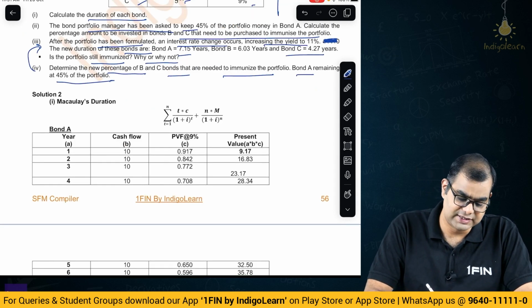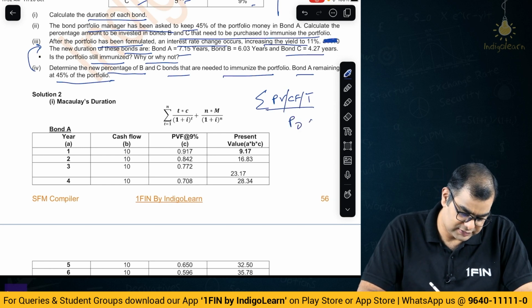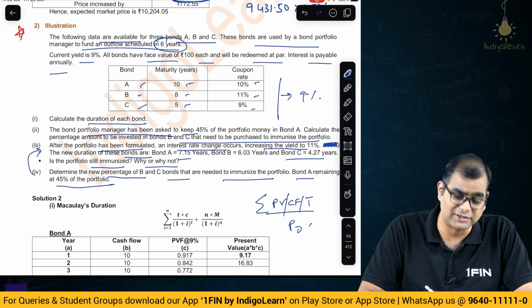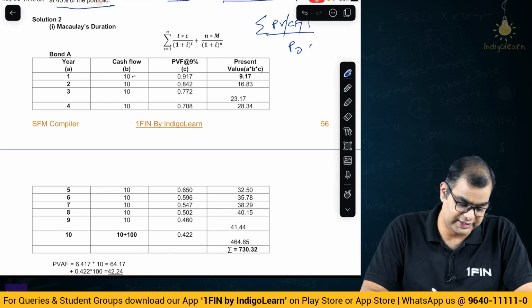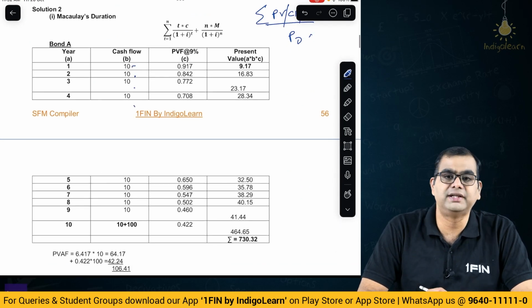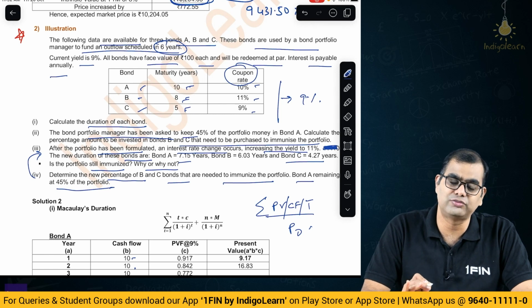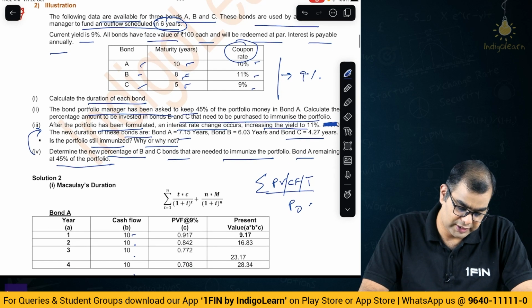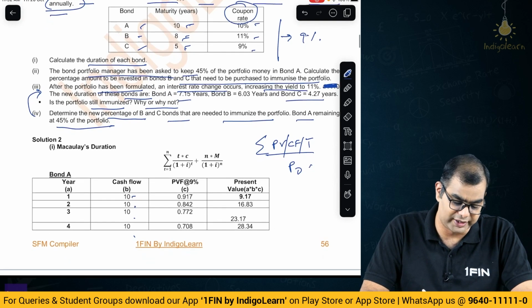So what is duration? Sigma of present value, cash flow and time, all these three things, divided by P0. So bond A, what is it? It's a 10-year bond. Then an 8-year bond, and a 5-year bond. For bond A the cash flow is 10 every year because the coupon is 10. When they have not mentioned what the coupon is, it is fair to assume that the coupon is an annual coupon. Here they have mentioned that interest is payable annually, so no problem. But otherwise, please mention it as an annual coupon and go ahead and solve the problem.